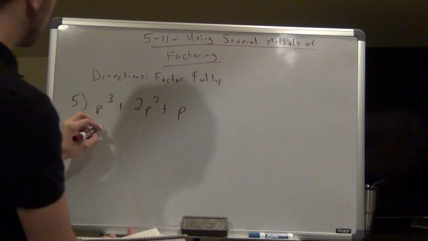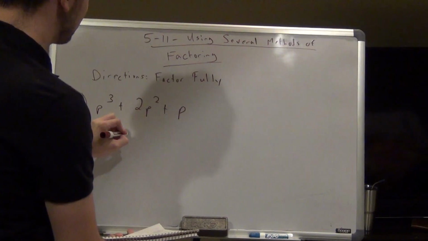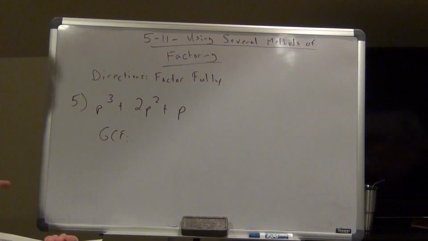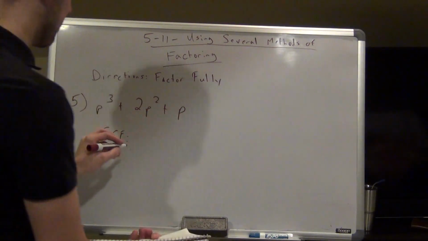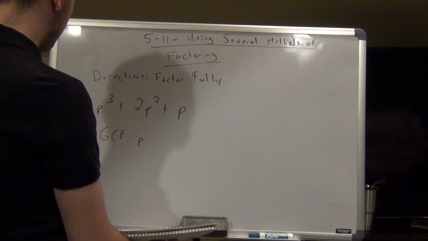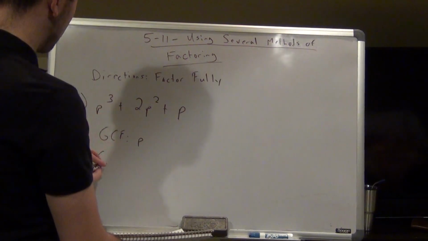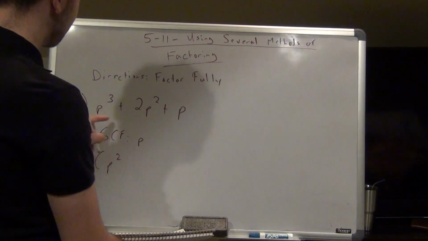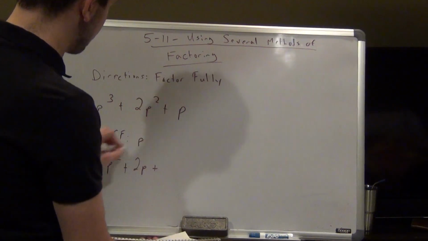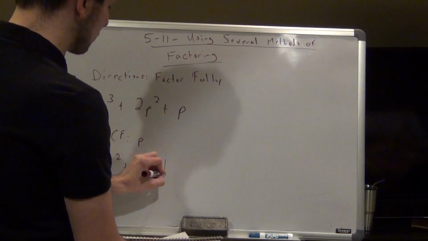Okay, if we look, they don't have any numbers in common, right? This is 1, 1, 2, and 1, but it's prime. So there's no number that can come out, but they all have at least one p, right? That's the lowest power of what they have in common, p. So I'm going to take out a p from each one. So when I do that, I take away 1p, I have p squared left. Take away a p, I have just 2p. And then I have just, when I do p by p, if it goes away, it's just still a 1 there.